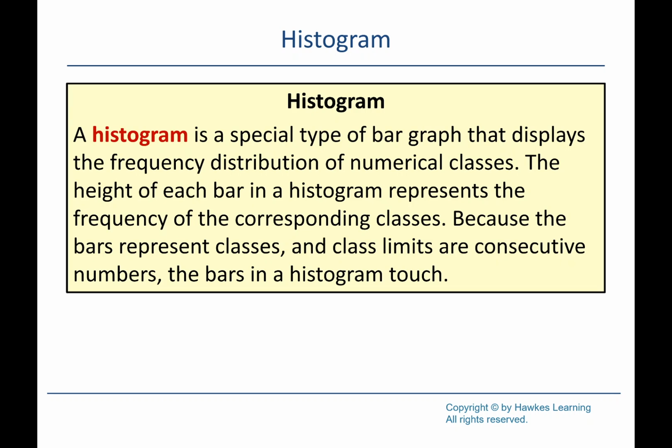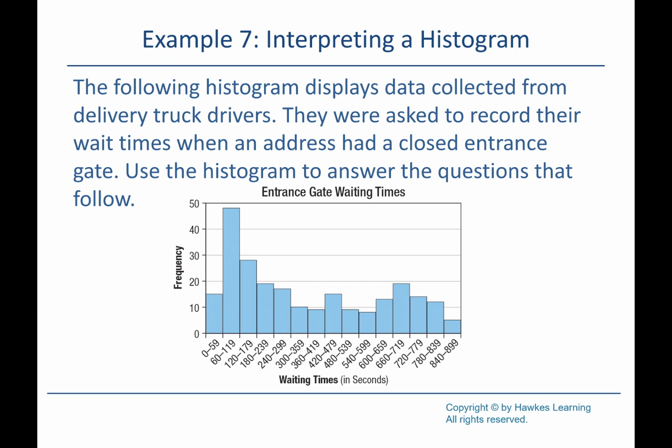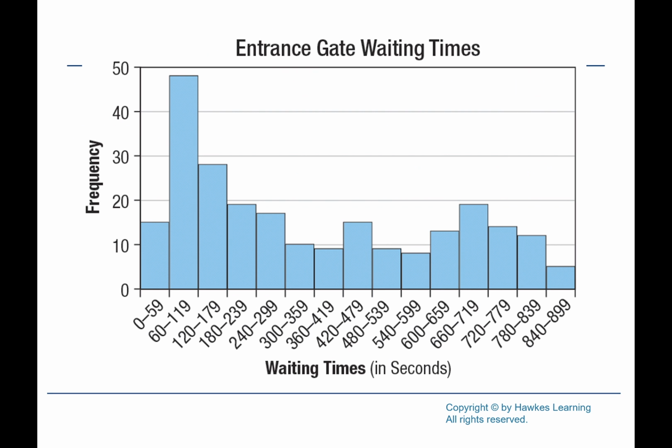So let's look at this histogram and answer some questions about it. All right, we've got a histogram. We have some data from delivery truck drivers. They're recording their wait times at delivery places that have closed entrance gates. And so we want to know how long they have to wait at the gate before they let them in. And here's our histogram. It's a little small there, so I've made another slide with it a little bigger here.